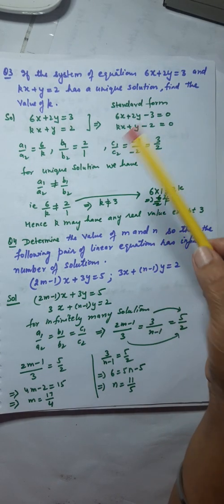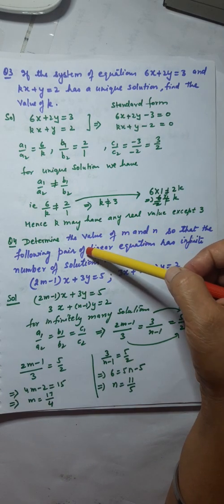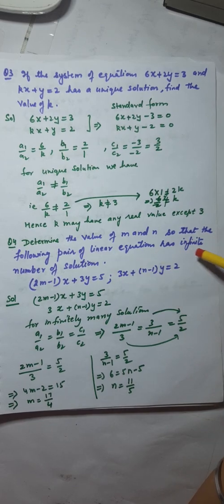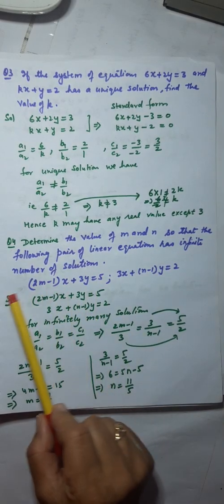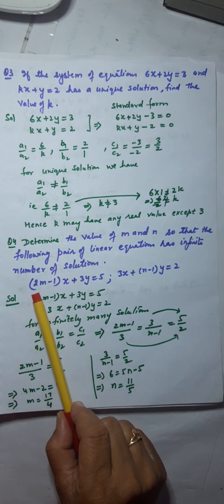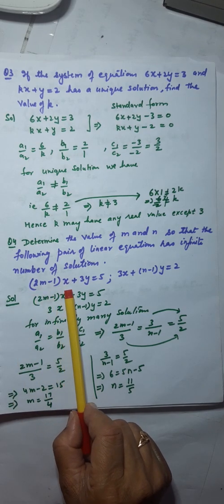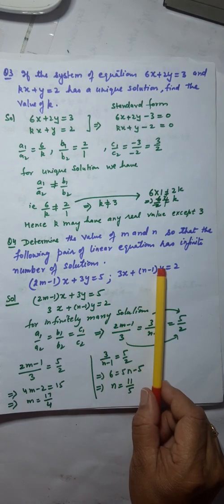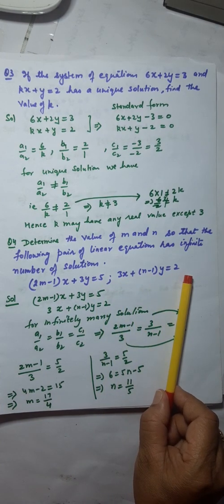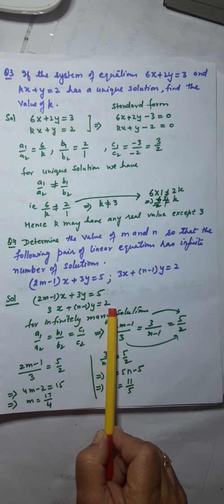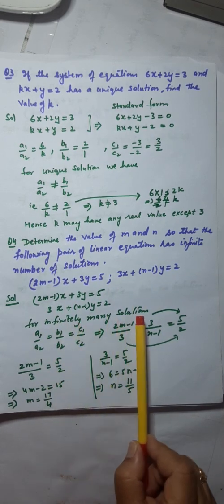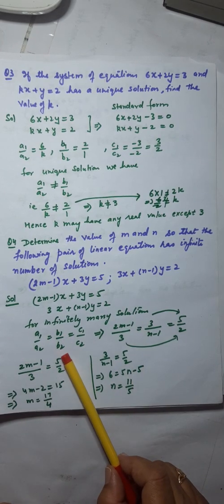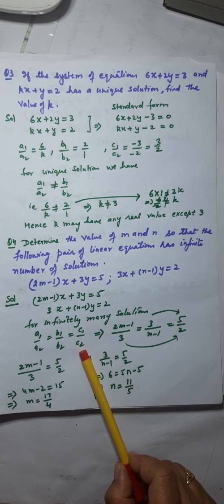Question number 4. Determine the value of m and n so that the following pair of linear equations has infinite number of solutions. 2m minus 1 into x plus 3y is equal to 5 and 3x plus n minus 1 into y is equal to 2. Write them systematically. Now, for infinitely many solutions, a1 upon a2 is equal to b1 upon b2 is equal to c1 upon c2.